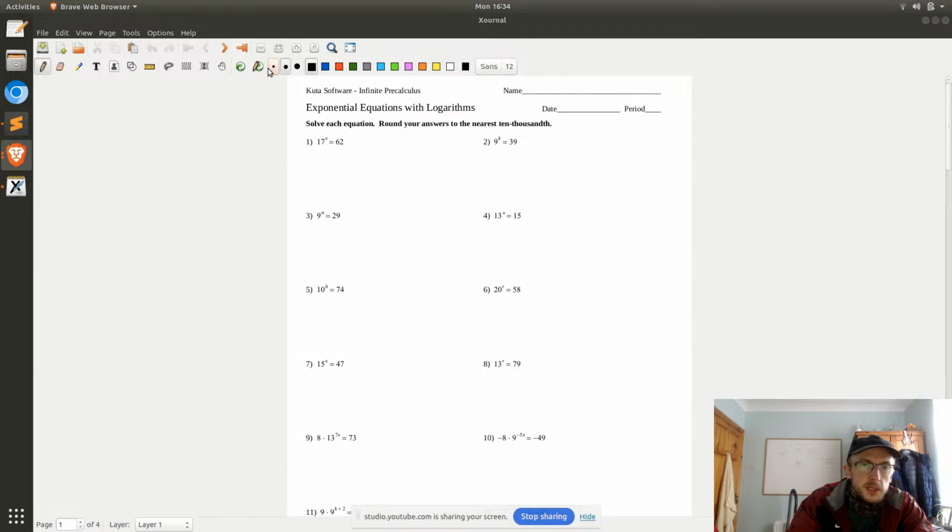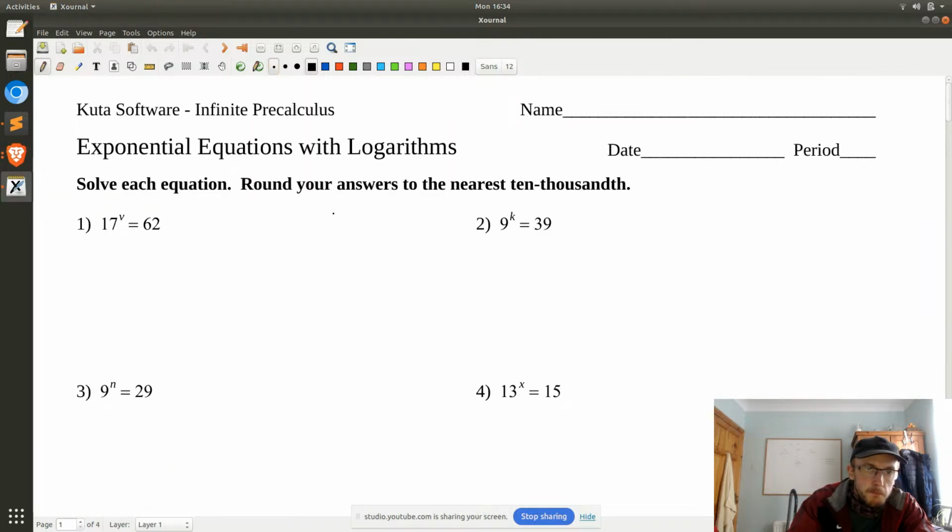Okay, exponential equations with logarithms now. Right, so what is this? Calculator permitted or not? If it is, then all right. Okay, because there's no custom logarithm button on here, I'll have to do the change of base formula. So it's to what power do I have to raise 17 in order to get 62?